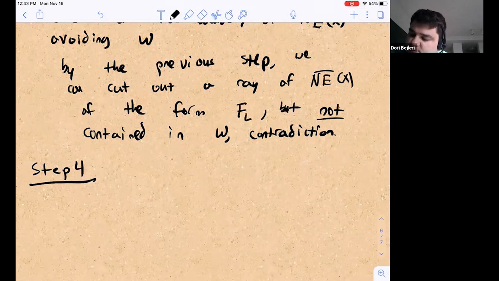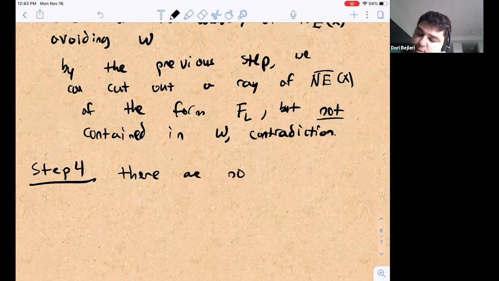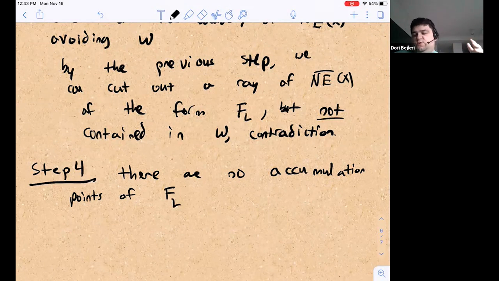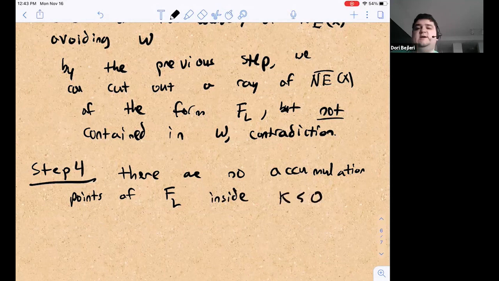Okay. So now we're going to show that there are no accumulation points. Step 4 is the claim that there are no accumulation points of these FLs. So basically, these FLs don't accumulate inside the region k strictly less than 0, so in this half space.